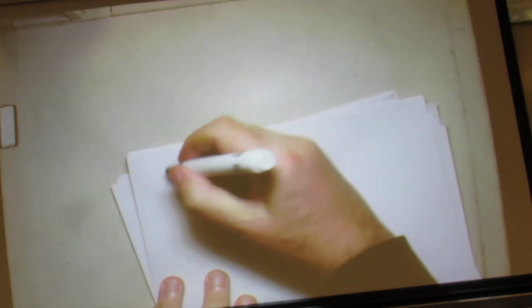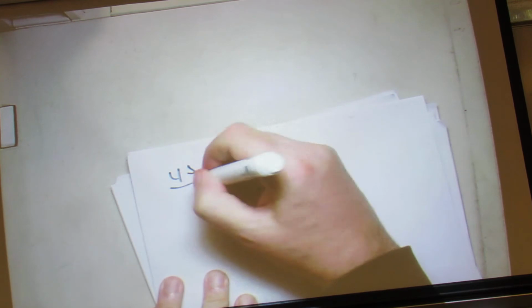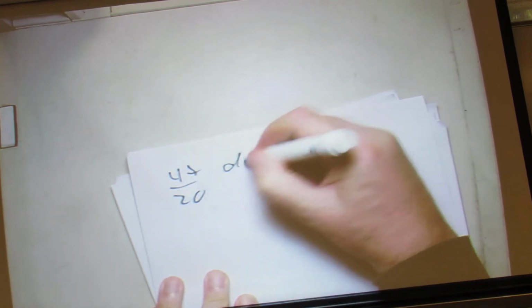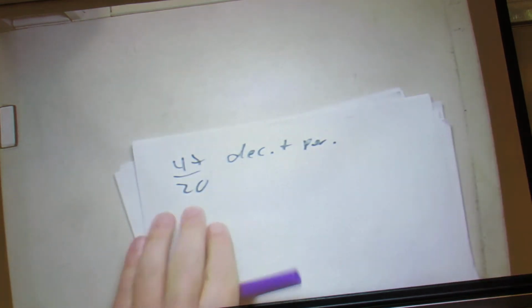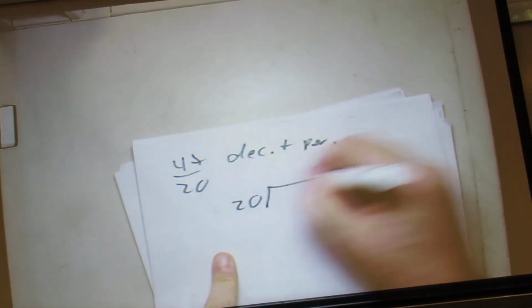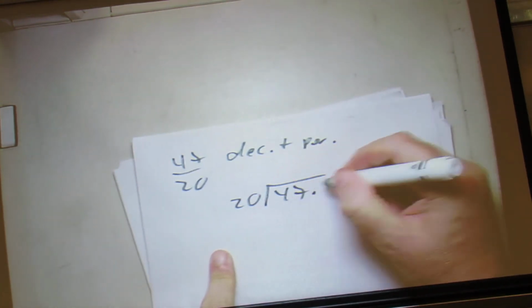Next, we're going to have to change numbers from decimals to fractions and percents, from fractions to decimals and percents, decimals to fractions. So let's start with 47 over 20. We need to go to a decimal and a percent. So I'm going to first go to the decimal. So 20 into 47.